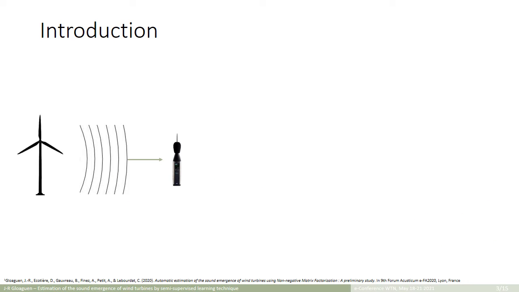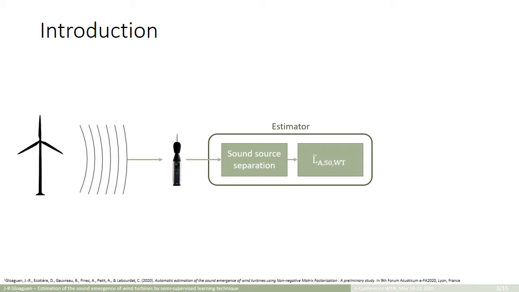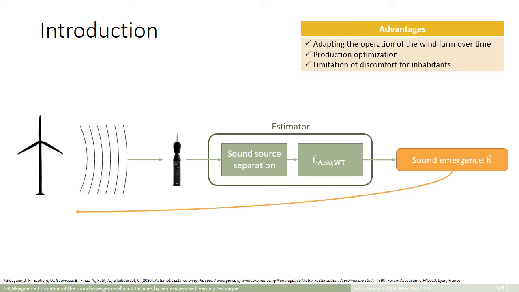Consequently, we have proposed a tool to estimate continuously the sound emergence of wind turbine noise. The estimator is based on the extraction of the wind turbine noise from the ambient noise with the help of a sound source separation. With this extracted component, it will be possible to estimate the sound emergence of wind turbine noise, and with this tool, we will be able to adapt the curtailment plan continuously and then optimize the operation of the wind turbine over time.